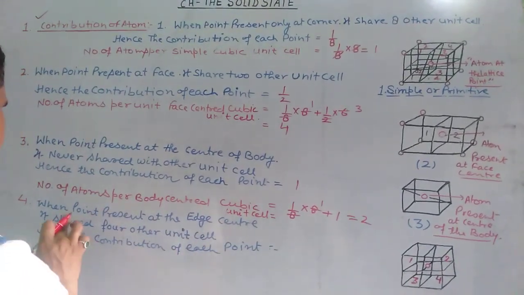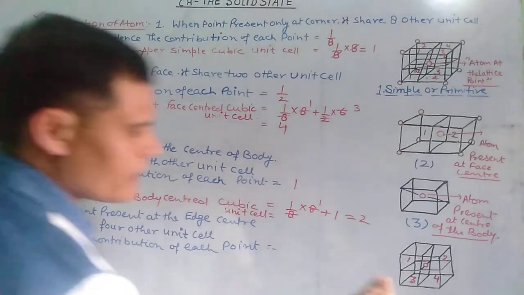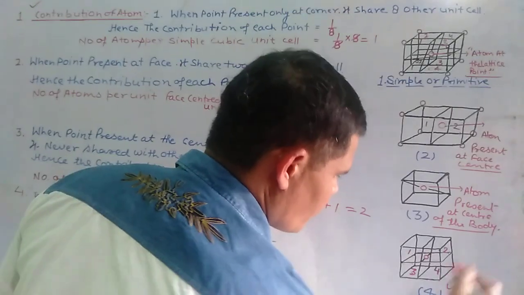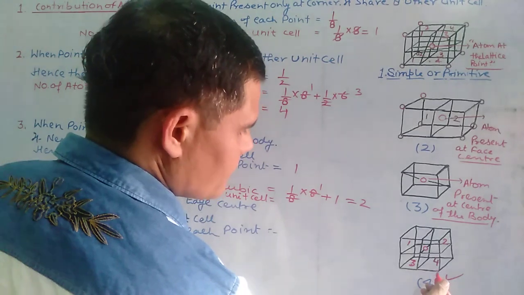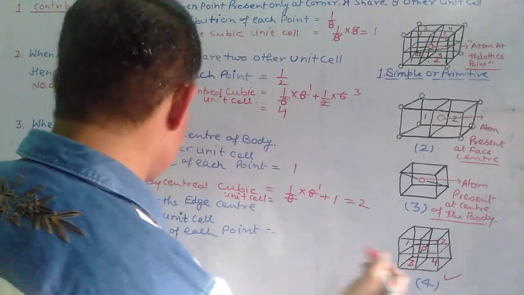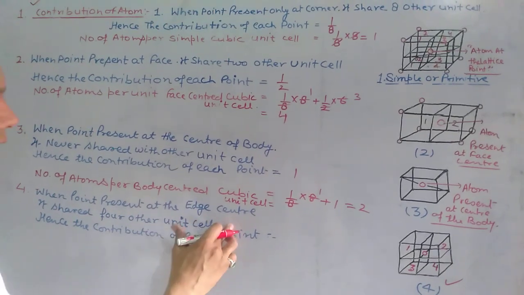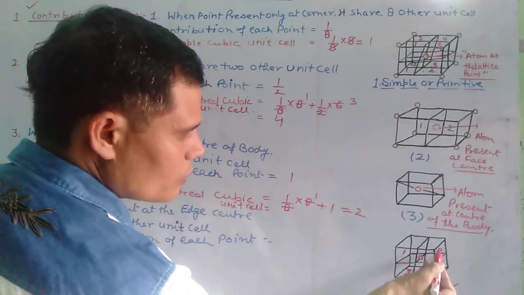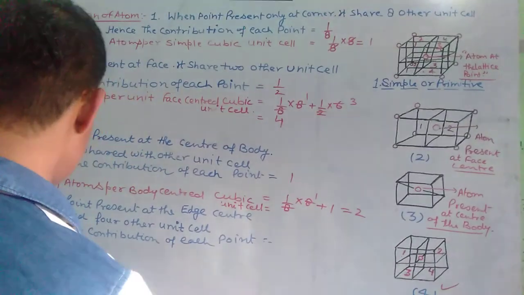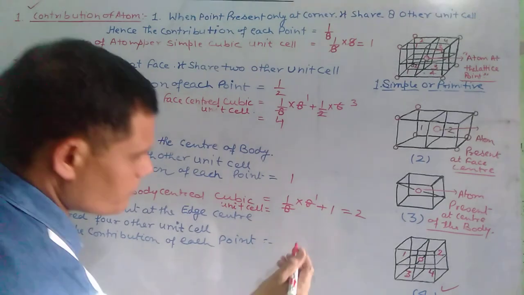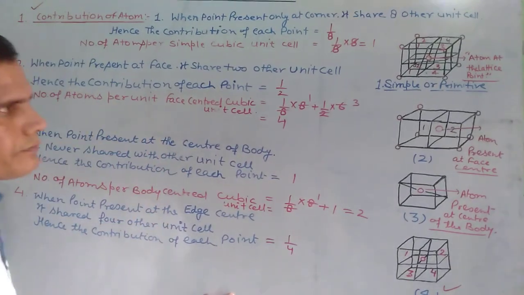In another case, when a point is present at the edge center, which is represented in the fourth structure, it is shared with four other unit cells, 1, 2, 3, 4. The contribution of each point will be 1 upon 4.